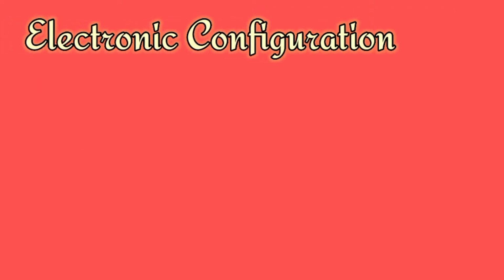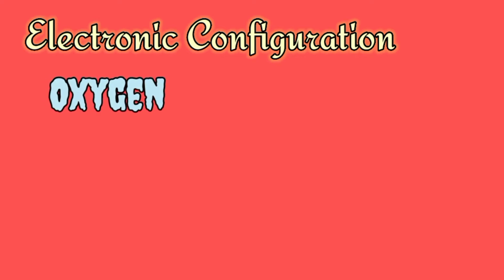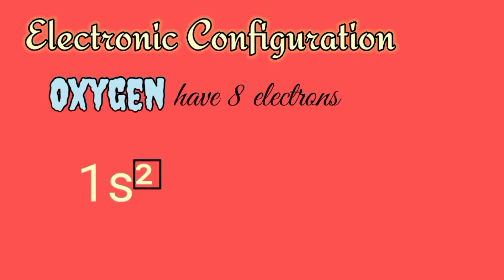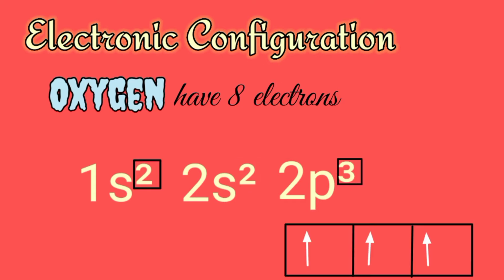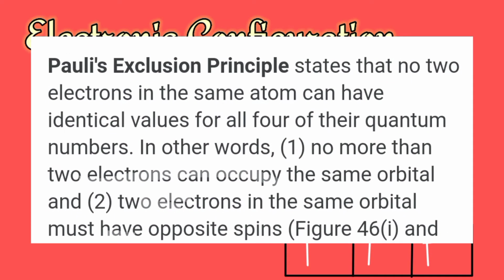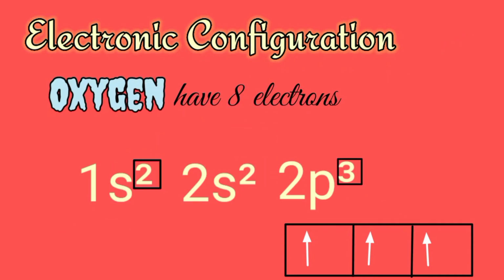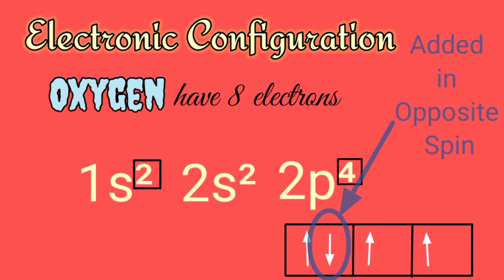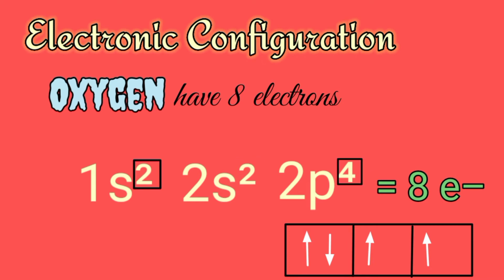So now, coming to the electronic configuration, let's take an example as oxygen. We know that oxygen has 8 electrons in total. So here the first 2 electrons fill in 1s, 2 electrons fill in 2s and then 3 electrons fill in the 2p with the same spin according to Pauli's exclusion principle. And the last electron fills in the 2px orbital. So completely 8 electrons are filled. So in this way you can find the electronic configuration of an element.